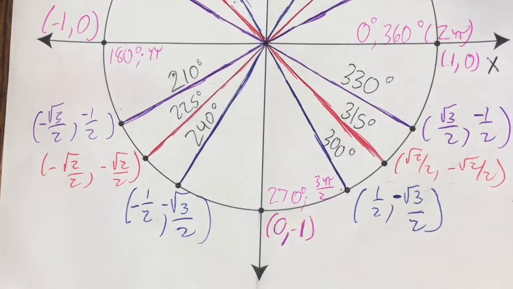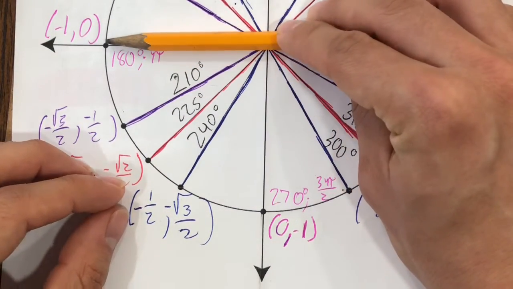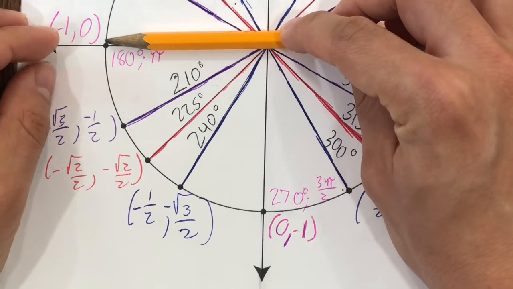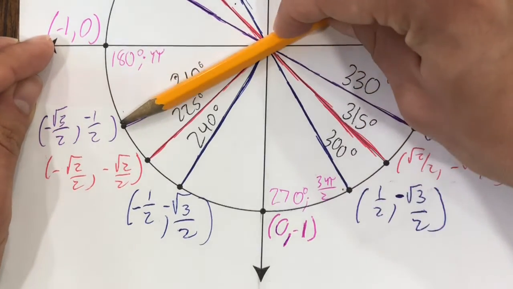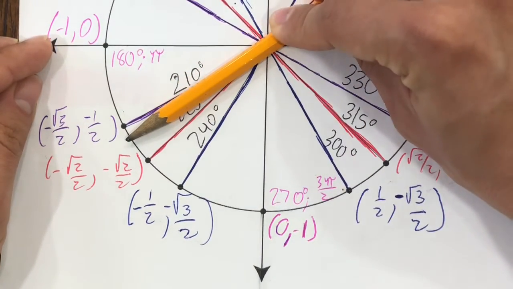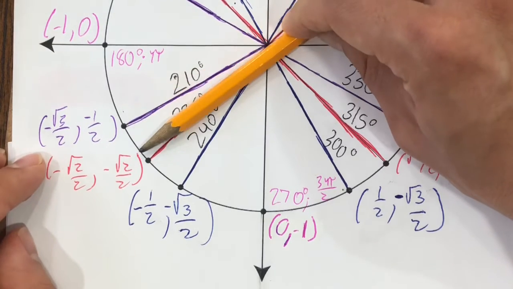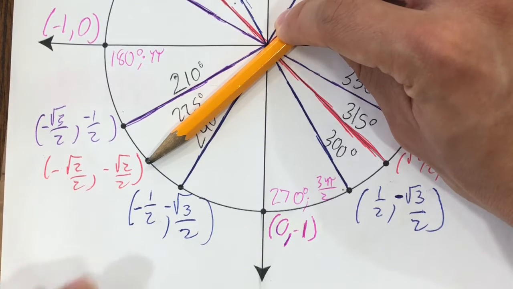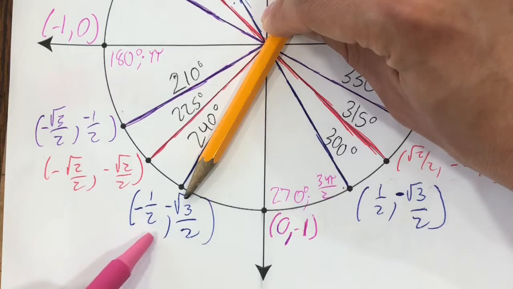All right, so let's go ahead and further rotate the circle, or in this case, rotate the terminal side of the angle. So we're going from 180 to 210, and cosine of 210 is -√3/2. Then we're at 225. Cosine of 225 is -√2/2. Then cosine of 240 is -1/2.